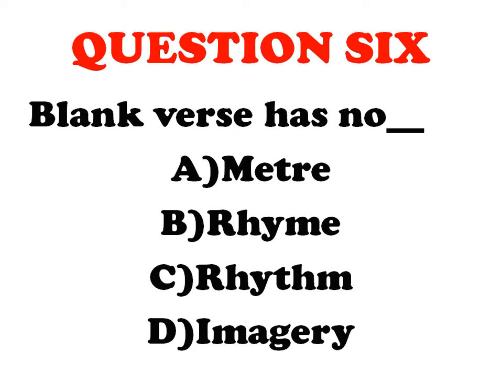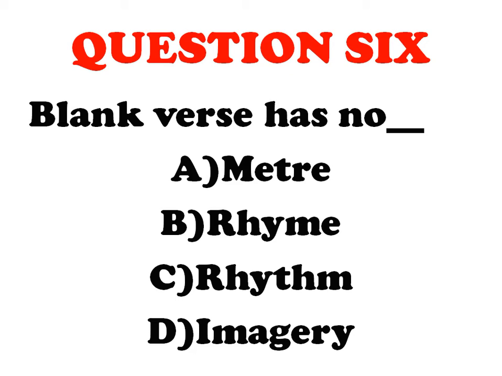Blank verse has no rhyme. It has meter. It has rhythm. It can also portray imagery, but it has no rhyme. Rhyme is the rhyming of words either at the beginning, in the middle, or at the end of lines of a poem.